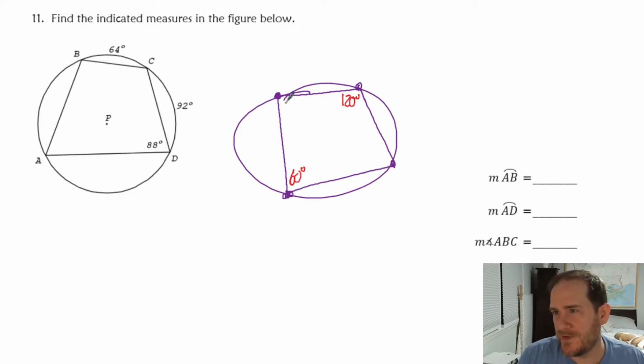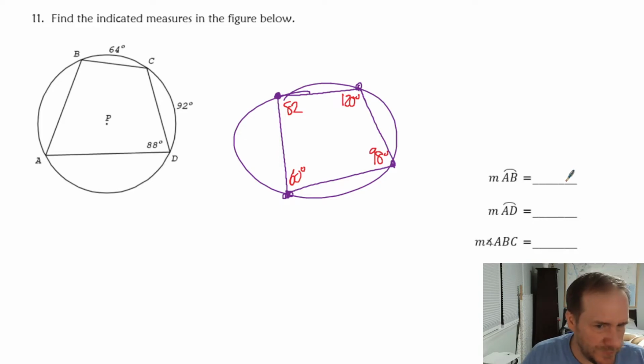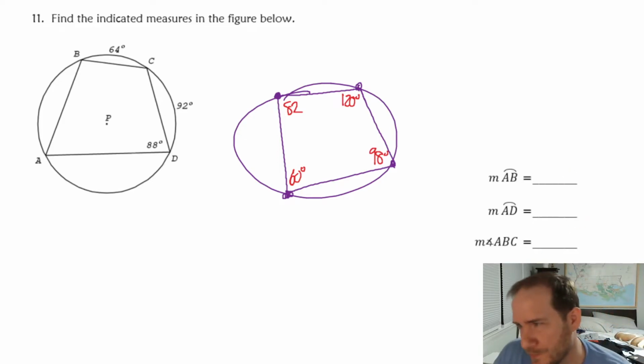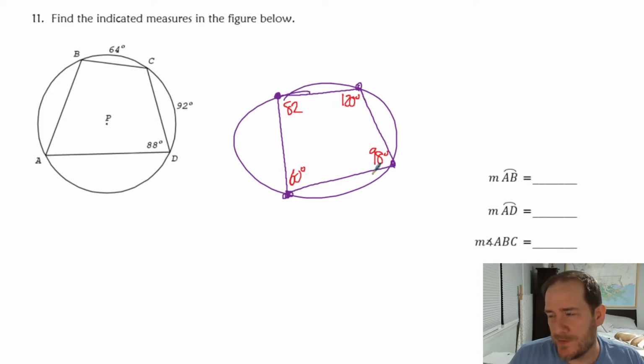If I told you that this angle right here was 82, then you'd know this other guy had to be 98. And that's automatic. That's a new rule. You guys, what do we got in our packet? We have 6 rules. You can write that down as rule number 7 if you want to. That opposite angles of quadrilaterals inside of circles are always supplementary.